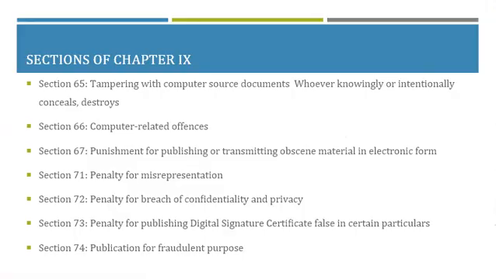So we'll be speaking about sections of chapter 9. Okay. So chapter 9, that we already saw, includes offenses. First we'll be speaking about section 65. Section 65 is related to tampering with computer source documents.